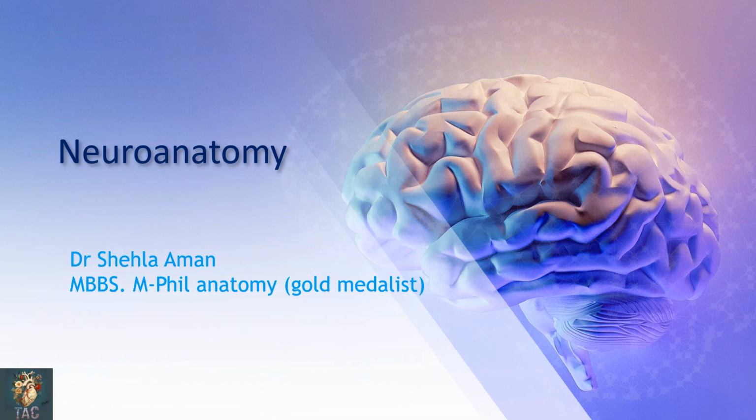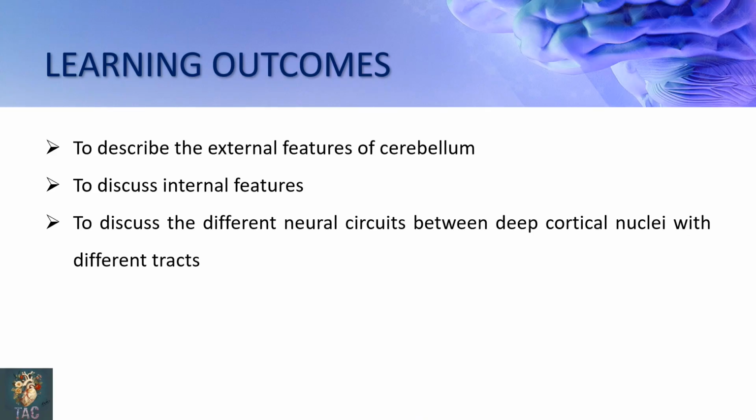In today's class of neuroanatomy, we are going to discuss the cerebellum. The learning objectives for today's class are to describe the external features of the cerebellum, to discuss the internal features in detail, and to discuss different neural circuits between deep cortical nuclei and with different tracts. So we will discuss all of the things related to the cerebellum in this lecture.